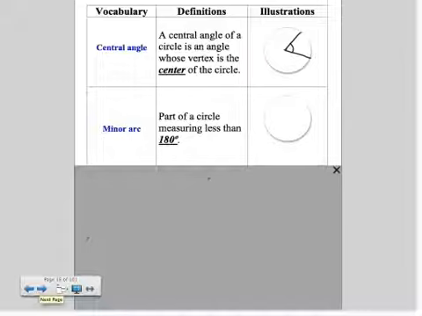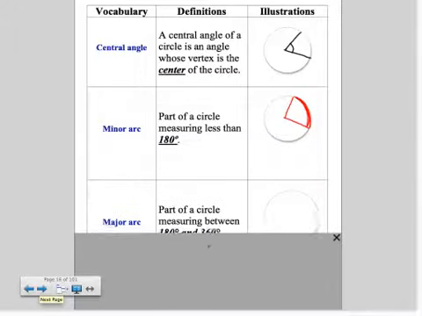A minor arc is the part of a circle measuring less than 180 degrees. In other words, if I draw in a central angle here that's clearly less than 180, then this arc, an arc is that part of the circle right there that I'm tracing right now, that arc is called a minor arc. It's less than 180. In other words, it's less than half of the circle.